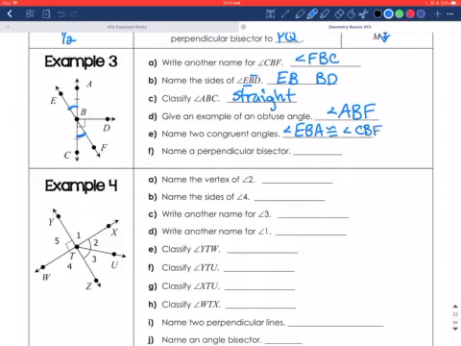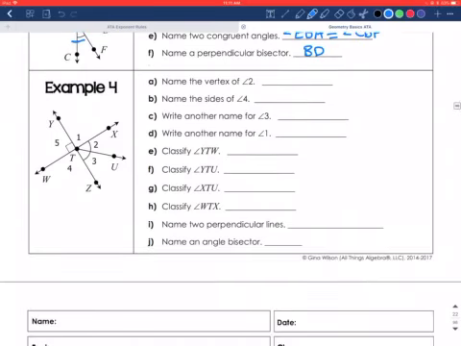And then a perpendicular bisector. Obviously we're looking for the box with the perpendicular mark. So there's our perpendicular mark. If you notice, AB and BC are congruent. So BD is the perpendicular bisector. BD is what is doing the cutting. So example 4, name the vertex of angle 2. The vertex of angle 2 is T.